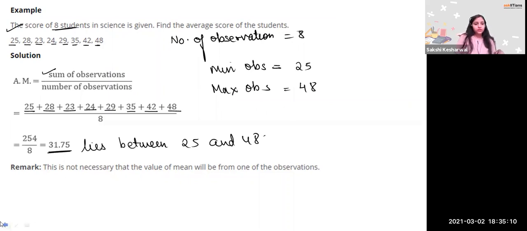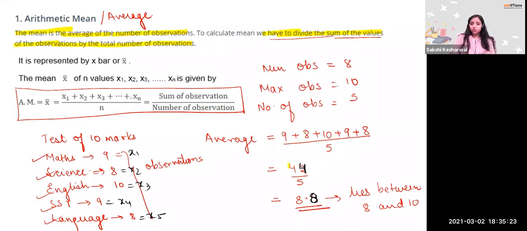Now the remark. What is the remark written over here? The remark says it is not necessary that the value of the mean will be one of the observations. In the previous question you saw that the mean was 8.8, and 8.8 was not one of the observations. You can get the answer as one of the observations as well, but it's not necessary.